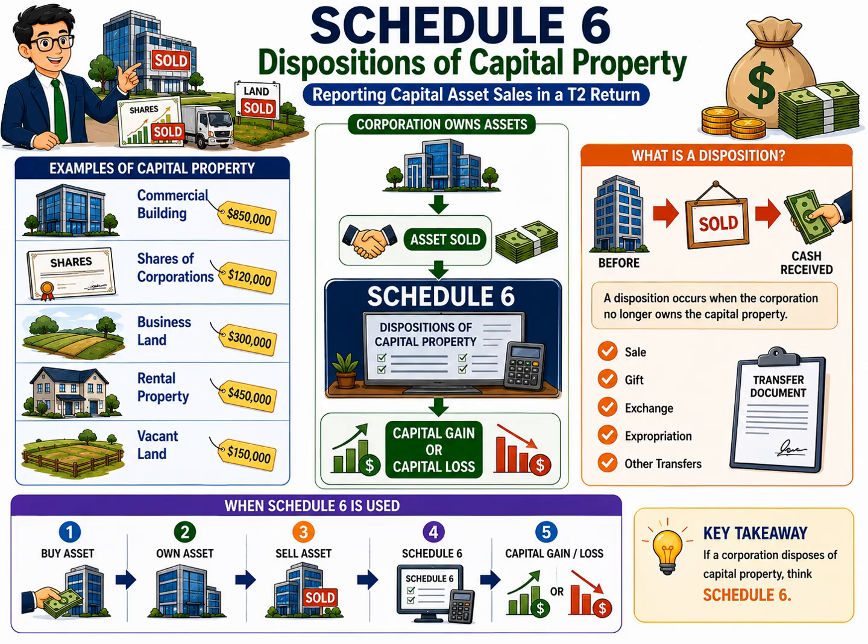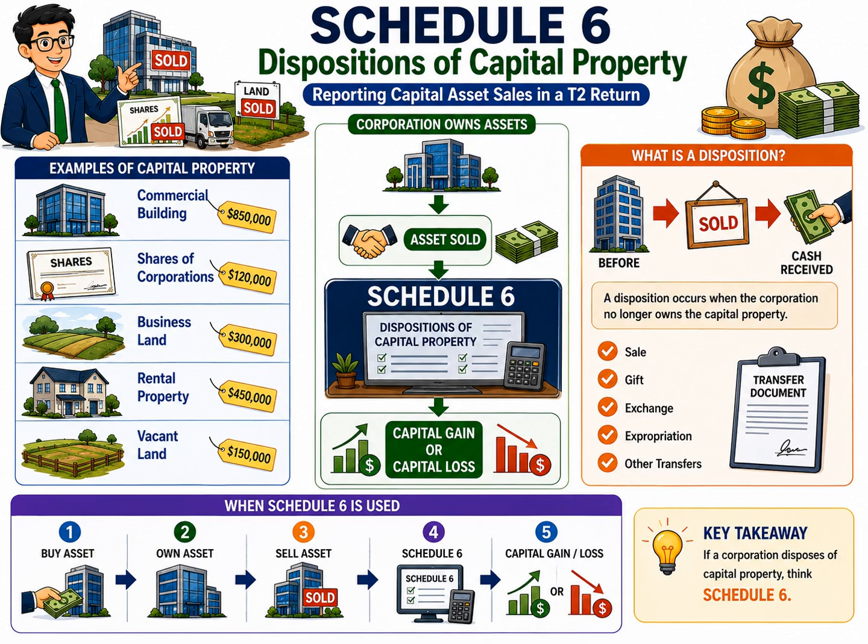The flowchart in the center illustrates the basic process. The corporation first owns a capital asset. At some point, that asset is disposed of, usually by selling it. The details of the transaction are then reported on Schedule 6, where the corporation determines whether it has realized a capital gain or a capital loss.